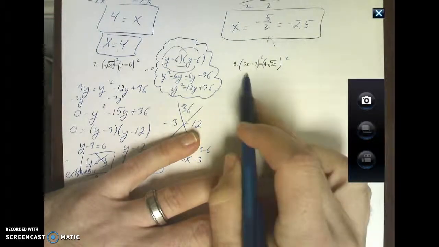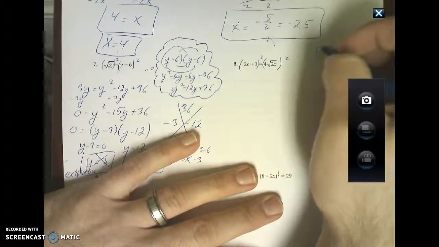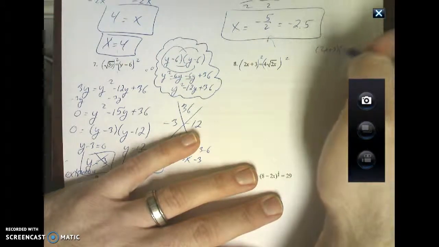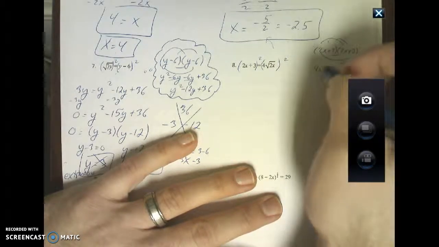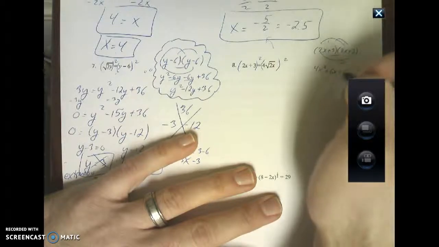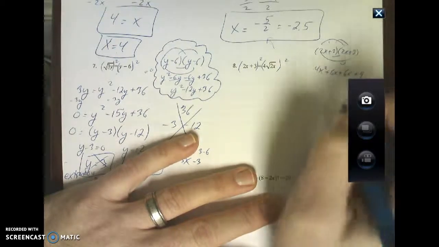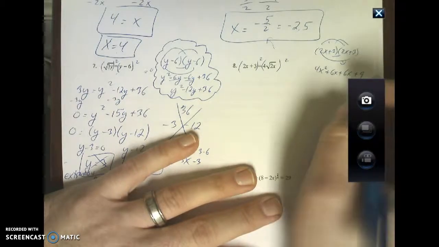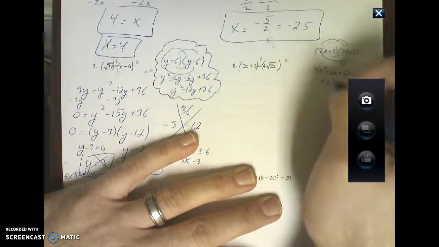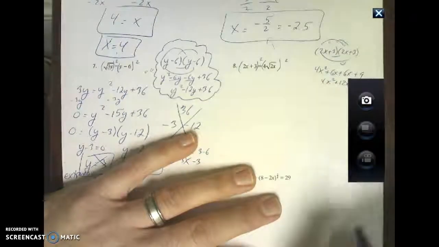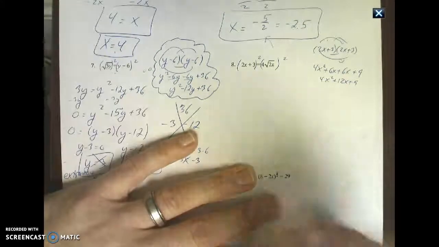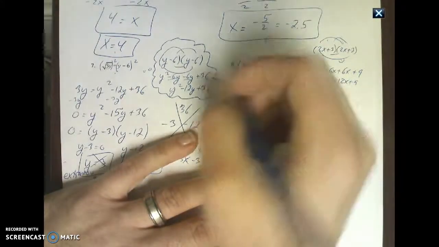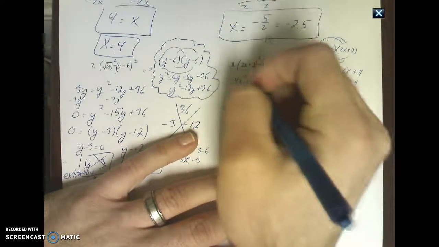In doing so, I have to FOIL this side. Just to show you that over here, 2x plus 3 times 2x plus 3. First, outer, inner, last. I get 4x squared plus 6x plus 6x plus 9. I combine them together and get 12x in the middle. Now, that's just my left-hand side. So, FOILing, no big deal.